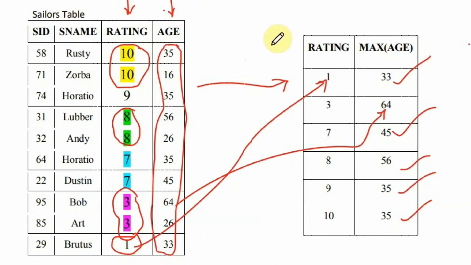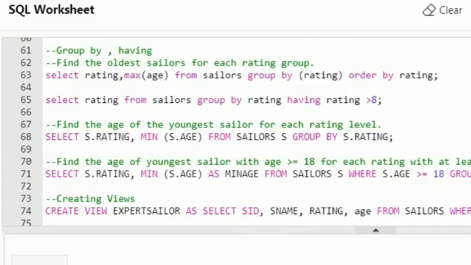Let me explain this in Oracle Live SQL. I am demonstrating this group by in Oracle Live SQL. I want to find out the oldest sailor for each rating group. If you are not using the group by clause, you cannot do it. If you just say select max of age from sailors, all the values in the column will be considered. So I want it grouped by rating, and I am using the group by clause here. This is how I have written the query: select rating, max of age from sailors group by rating.